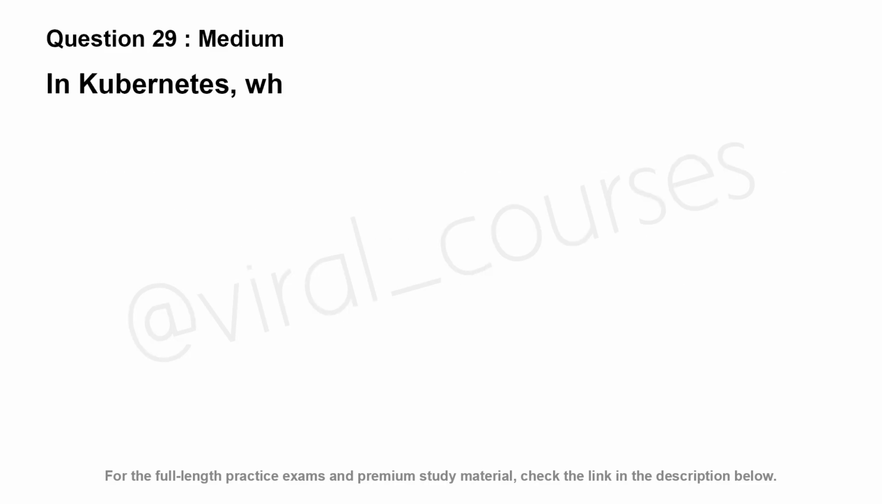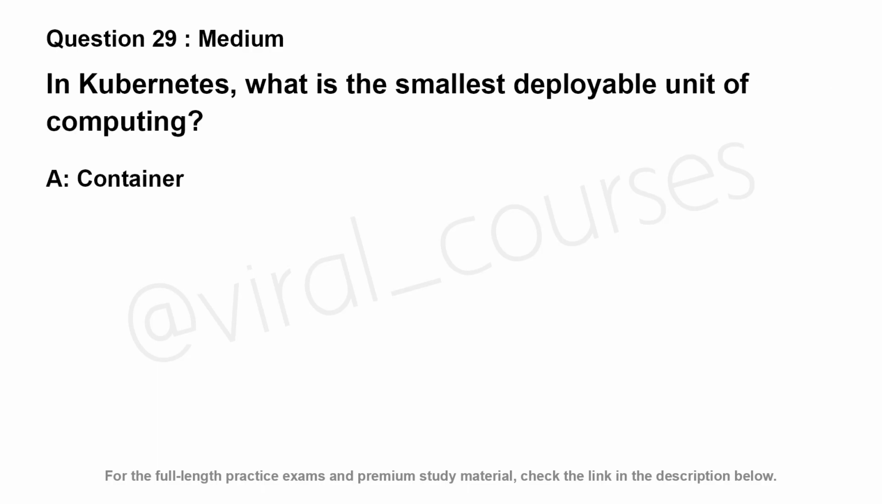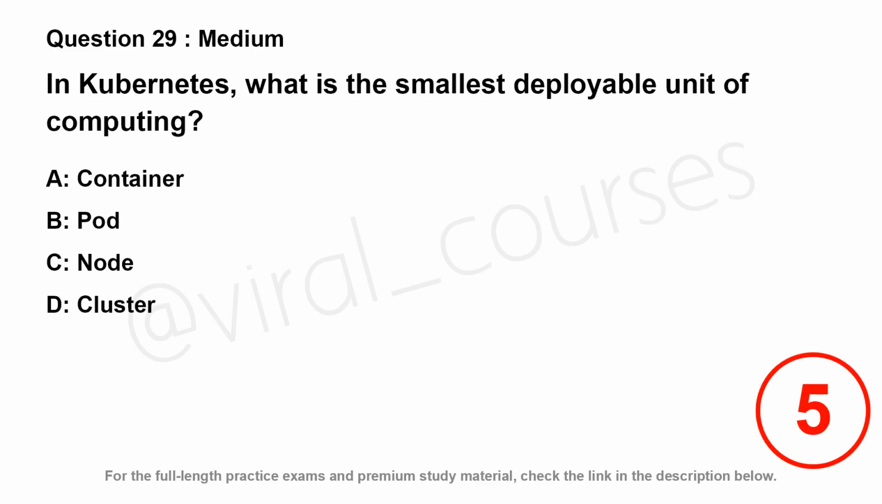In Kubernetes, what is the smallest deployable unit of computing? Option A. Container. Option B. Pod. Option C. Node. Option D. Cluster.